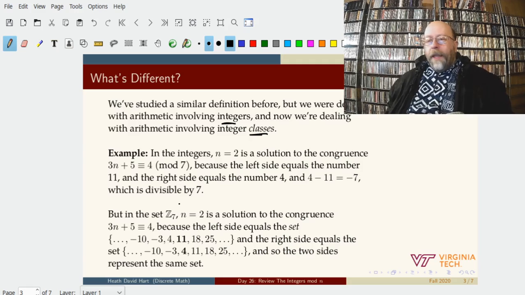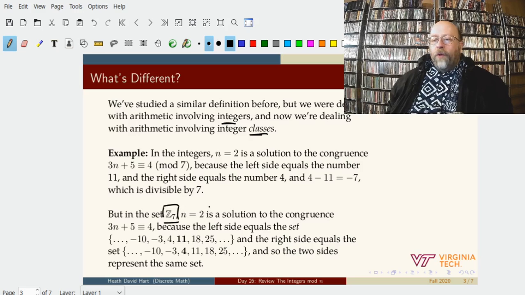If I'm looking not at the entire integers, but at the set of equivalence classes, n equals 2, which is really the congruence class 2, is a solution to the congruence, because the left side, 3 times 2 plus 5, is the set containing 11, and the right side is the set containing 4, and this set and this set are the same.